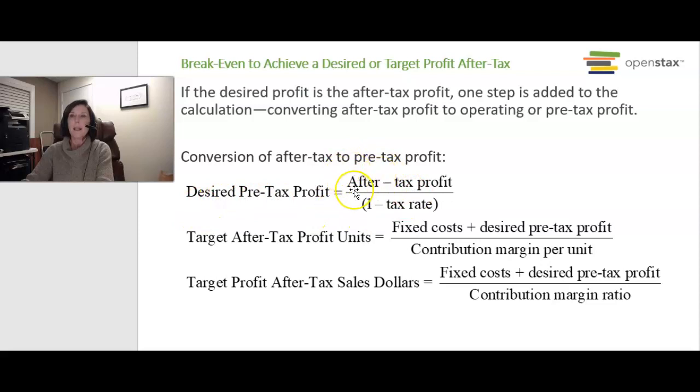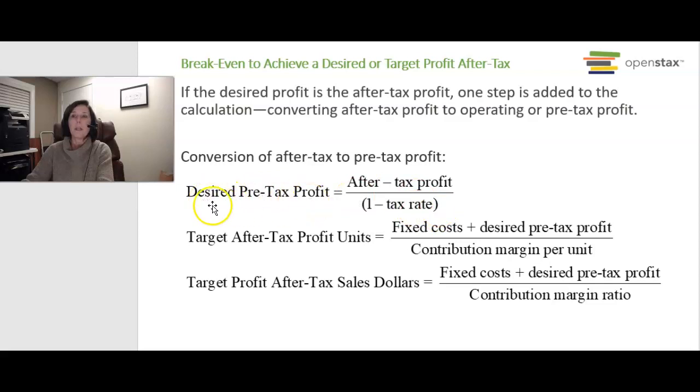We take the after-tax profit that we want, and this is not a calculation here. This is a hyphenated word, which is after-tax profit. So if we have an after-tax profit that we want to achieve of a certain amount, in order to convert that to pre-tax, we put the after-tax profit in the numerator, and the denominator is 1 minus the tax rate. This will all hopefully make sense in a minute.